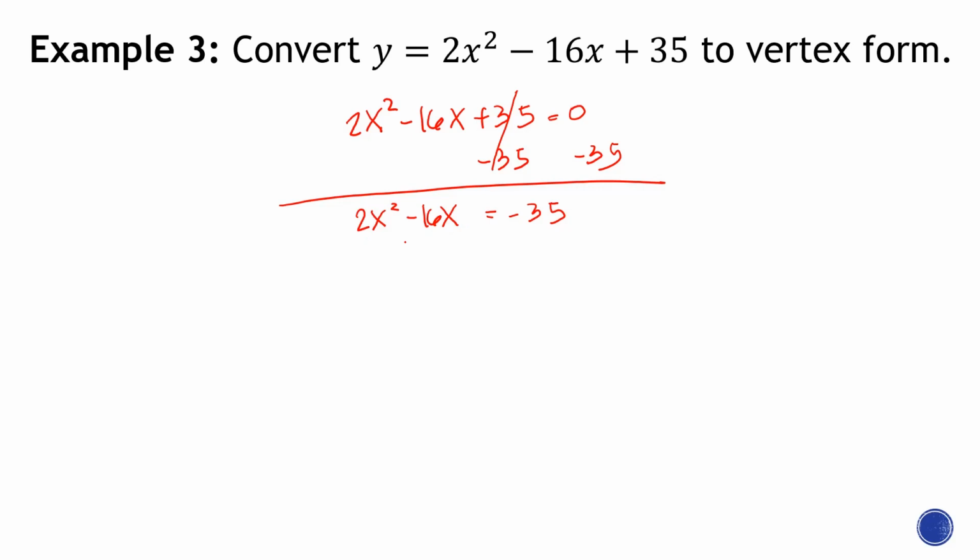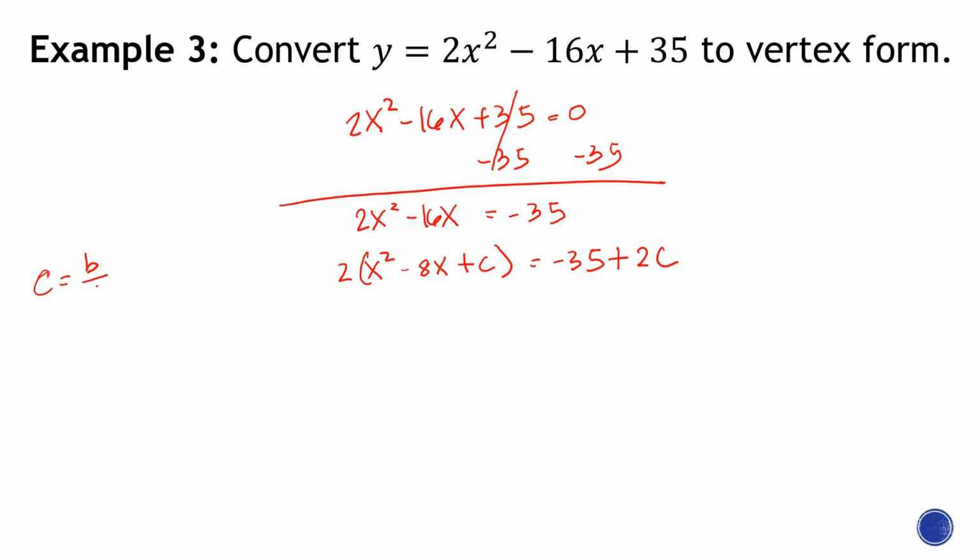We want to make sure that the leading term is x squared before we complete the square. So this is 2 times x squared, and negative 16 divided by 2 is equal to negative 8. And then plus c equals negative 35 plus 2c. So why is it plus 2c? Because of the c here and because of the positive 2. So 2 times c, 2c. Okay, and then we will solve for c now.